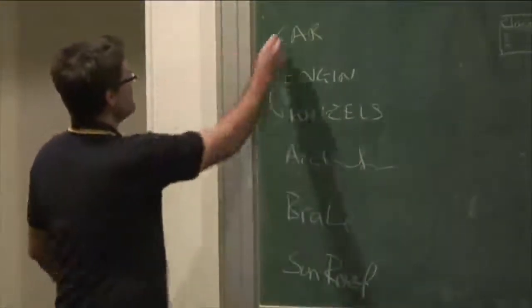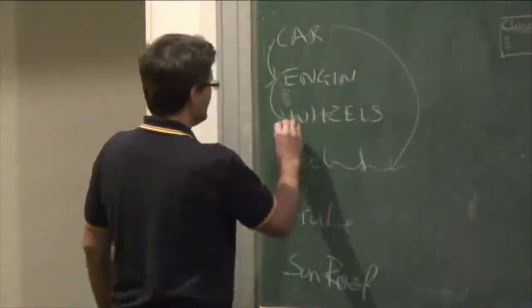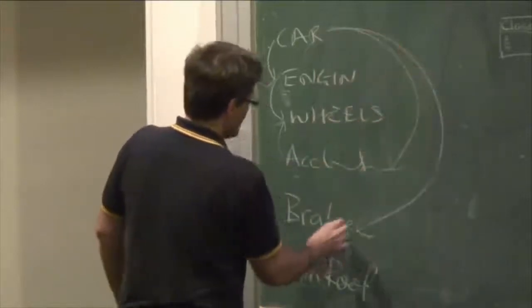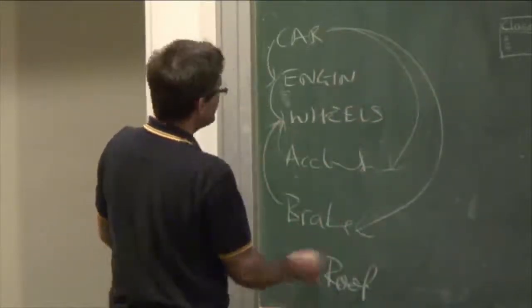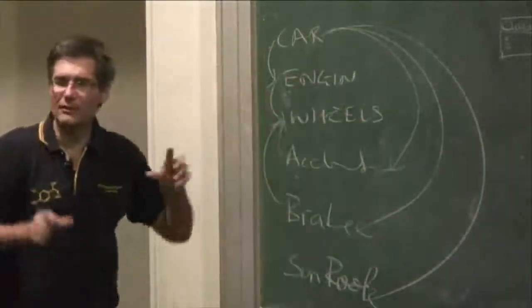And the car needs to know about the engine. And the car needs to know about the accelerator, and the accelerator needs to know about the wheels. And the car needs to know about the brake, and the brake needs to know about the wheels. The car needs to know about the sunroof. And we just start writing it all down on these little bits of paper.